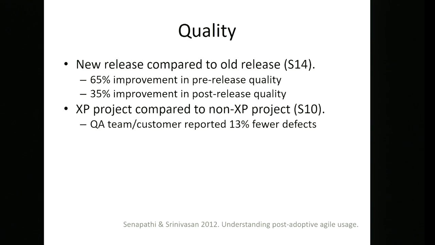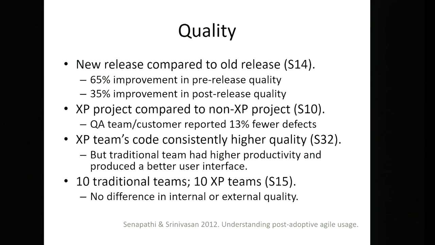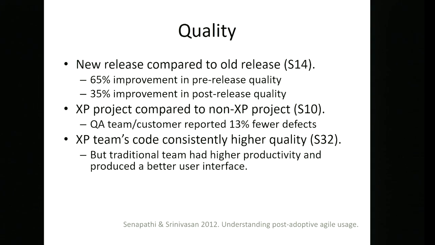So we've got an XP project here compared with a non-XP project. Customer reported 13% fewer defects. Again, not bad. And we've got another study showing that an XP team's code is consistently higher quality. But to counter that, there was higher productivity in the traditional team, and interestingly, a better user interface as well. So there we go, different teams. So the higher the gap that we have between the pre-release quality and the post-release quality, the better the Scrum practices were deployed.